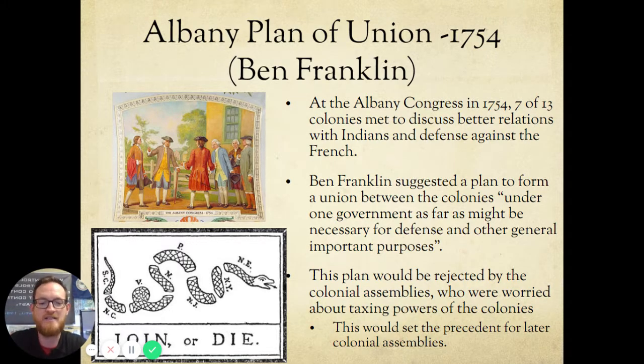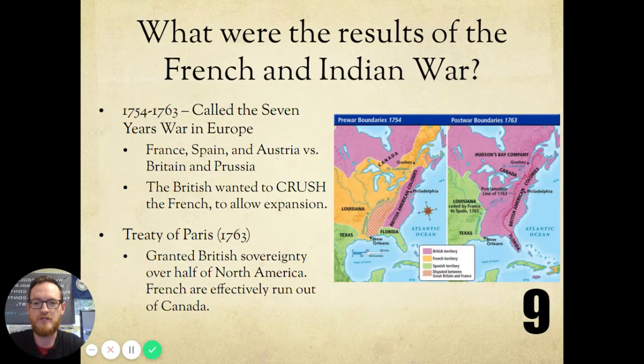And you can see there, he says, under one government as far as might be necessary for defense and other general purposes. Now, this plan would be rejected by colonial assemblies who were worried about the taxing powers and what this union would look like. And again, some of the issues that they raise with that are going to be issues that we're going to have later on in the early creation of the United States. But the reason that this is so important is because this would set the precedent for later colonial assemblies that would meet together for the American Revolution.